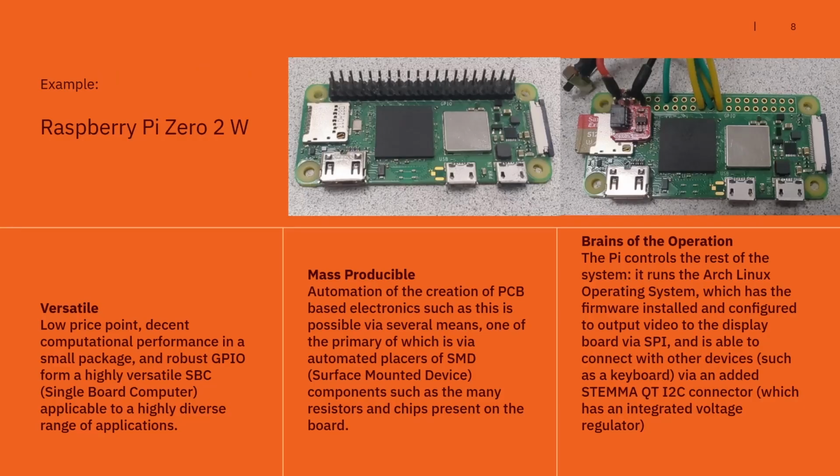A popular example circuit board is the Raspberry Pi Zero 2 W. This device is very versatile. It's cheap, has decent computational performance in a small package, and has some fairly robust GPIO, or general purpose input-output, neatly packaged into a single board computer, or SBC, which is capable of taking on a very wide range of applications. PCBs are relatively straightforward to automate the production of in today's world, especially with the use of SMD, or surface mount device, components.